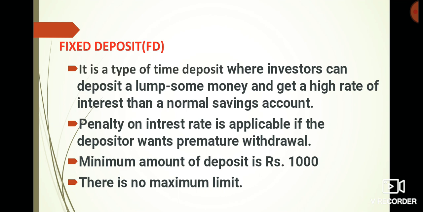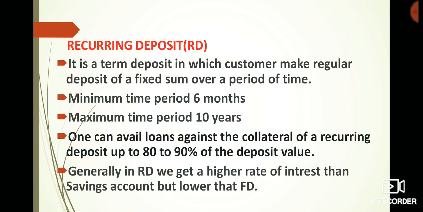Then we proceed towards the fixed deposit. Let's discuss it. It is a type of term deposit in which a lump sum amount of money is invested and we get a higher rate of interest than the normal savings account. If we withdraw money before its maturity date, then penalty is applicable on the interest rate. Minimum amount of deposit is 1,000 and there is no maximum limit. It is important to note that here we get interest rate higher than the savings account. So if you have the lump sum amount of money, it is better to choose a FD.